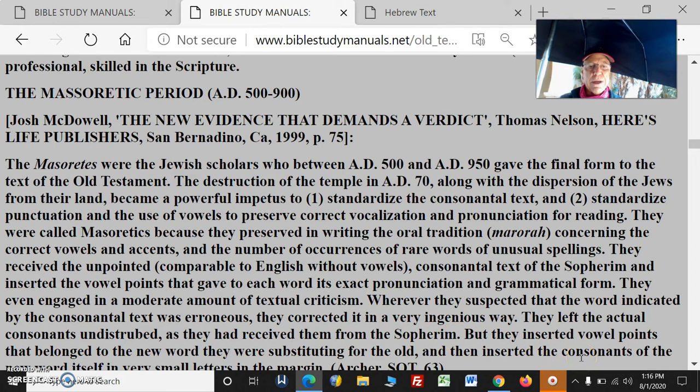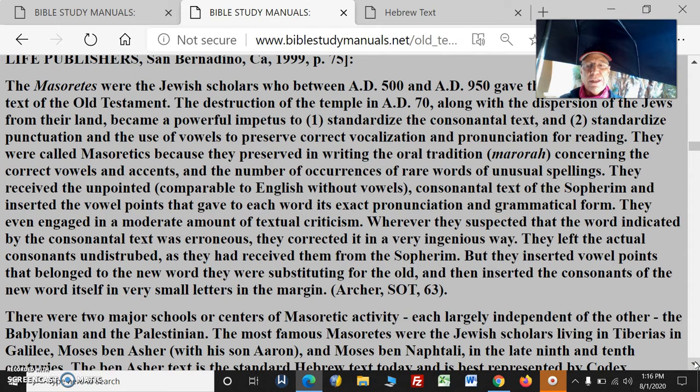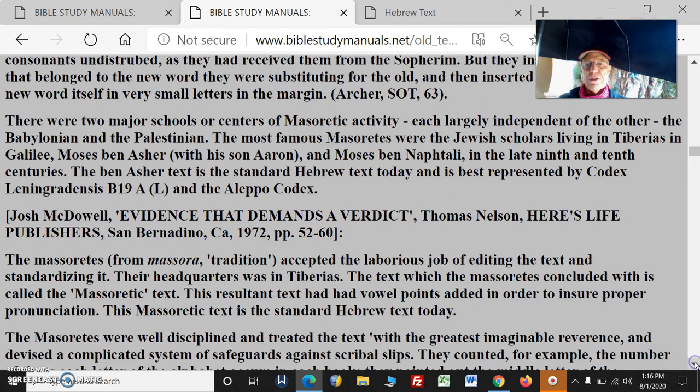Wherever they suspected that the word indicated by the consonantal text was erroneous, they corrected it in a very ingenious way. Just to be double sure, they left the actual consonants undisturbed, as they had received them from the Sopherim, but they inserted vowel points that belonged to the new word they were substituting for the old, and then inserted the consonants of the new word itself in very small letters in the margin. So you can go back and check it later. That's why you have such a good Hebrew text.